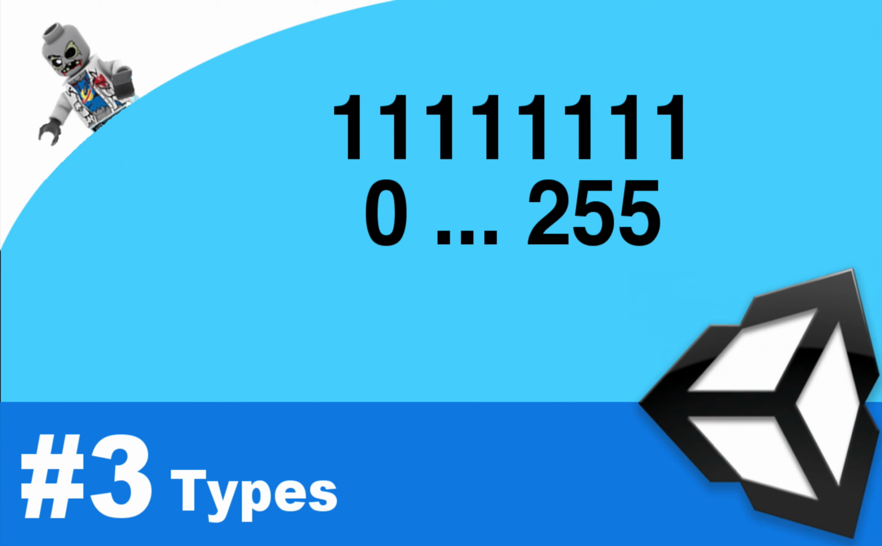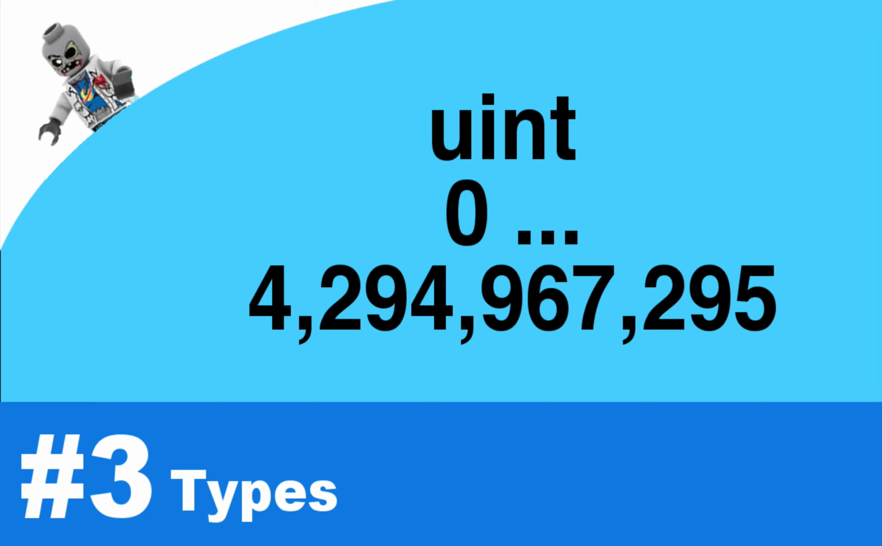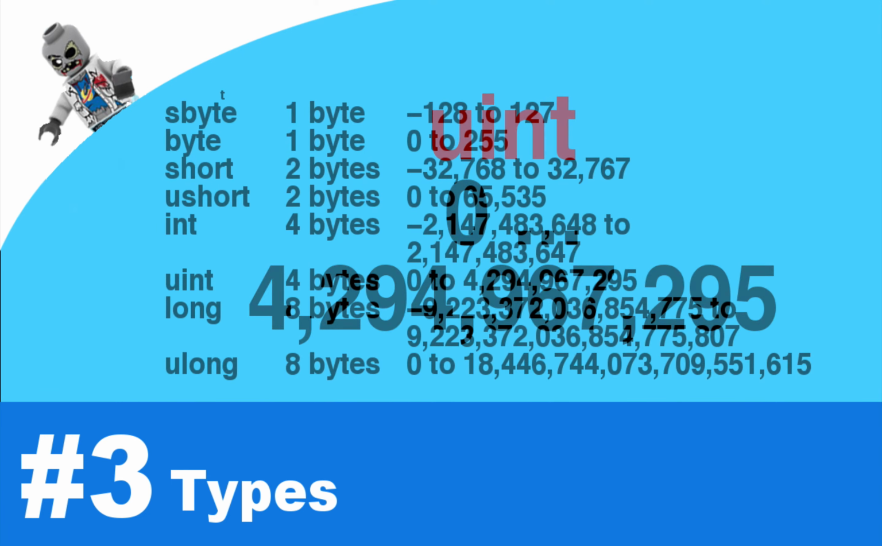Most of the time, you're going to be working with just the type int. But if you ever needed to use the unsigned version of int, you'd put a u in front of it. Instead of calling it int, you would call it uint. Here's a list of number types that you may use.